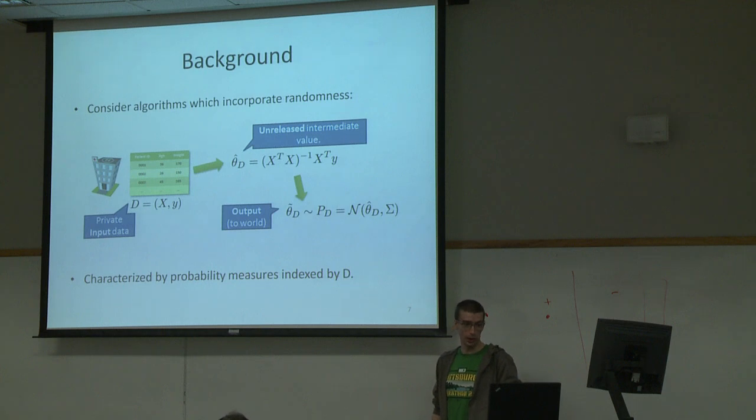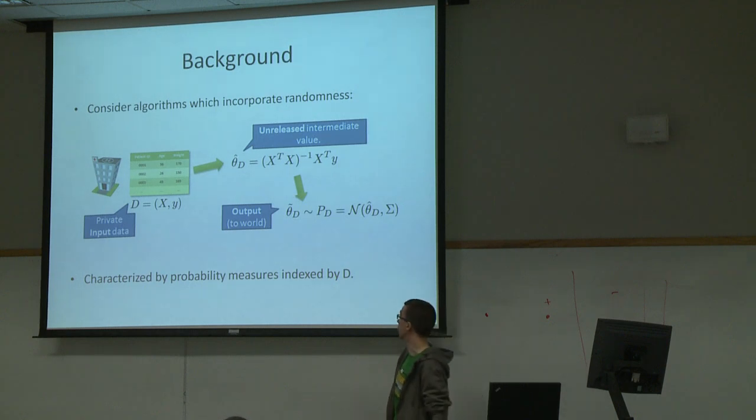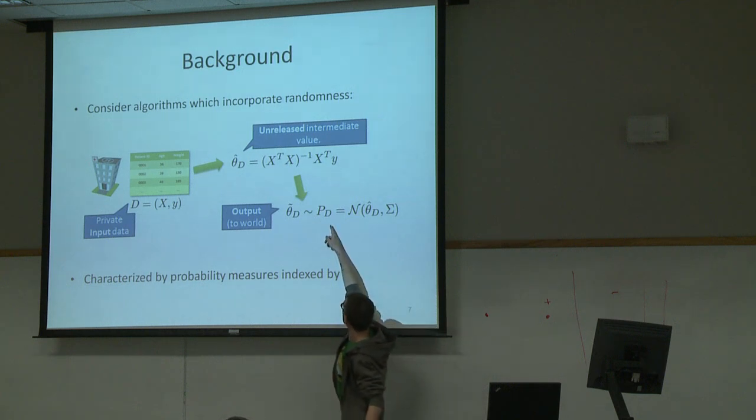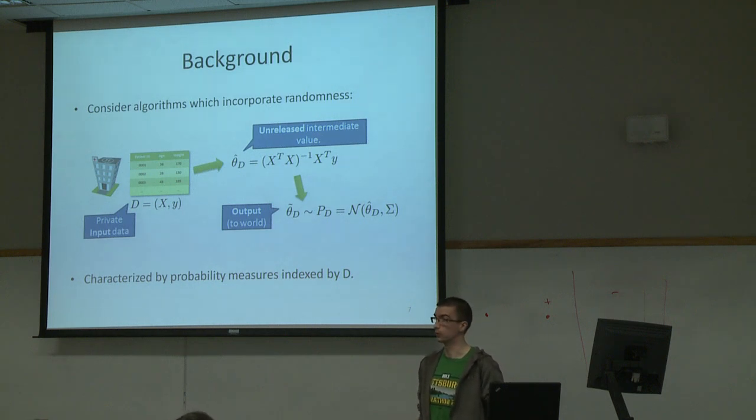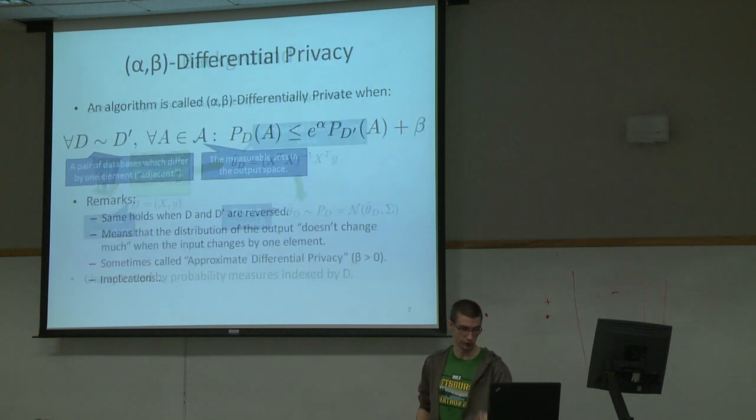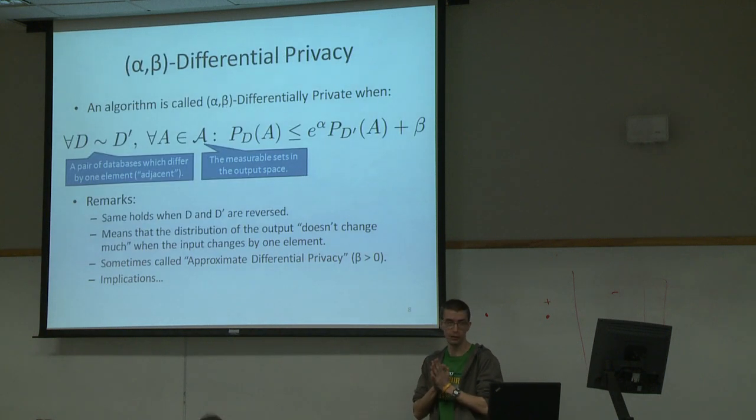So in principle, algorithms such as this can basically just be characterized by the probabilities they induce on the output space when the input is some database D. And so that's why I call this thing P sub D. And you can imagine our family of such probability measures as D is allowed to range over the space of all possible input databases. So we may ask, what's the suitable criteria to judge whether or not such an algorithm could be deemed to preserve privacy? And that's where the idea of differential privacy comes in.